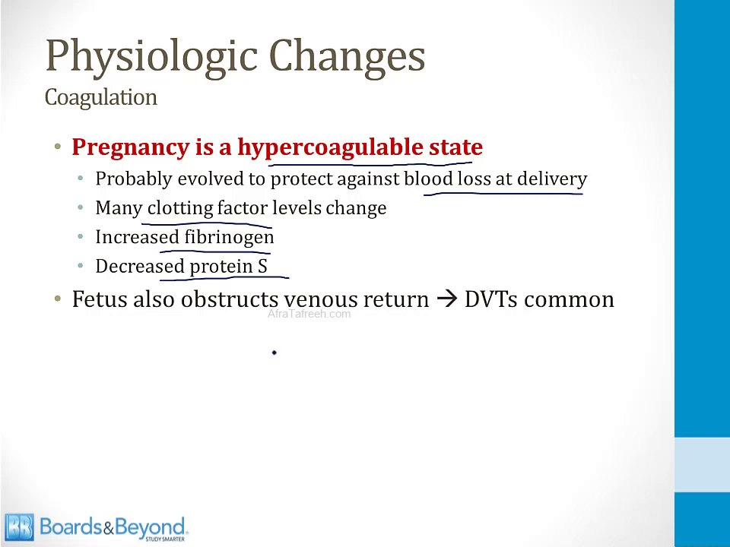In addition, as I just described, the fetus can obstruct venous return, and this can create sluggish blood flow through the venous system. And for that reason, deep vein thromboses are common among women who are pregnant.